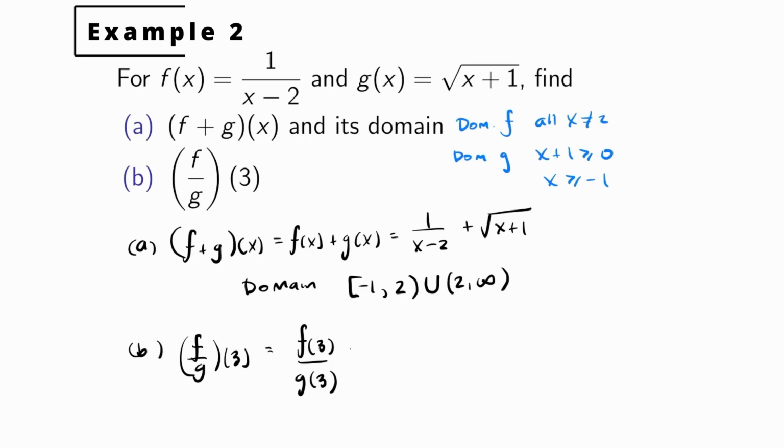So we get 1 over 3 minus 2 divided by the square root of 3 plus 1. So we get 1 divided by 1, which is 1, over the square root of 4, which is 2. So our value is 1/2.